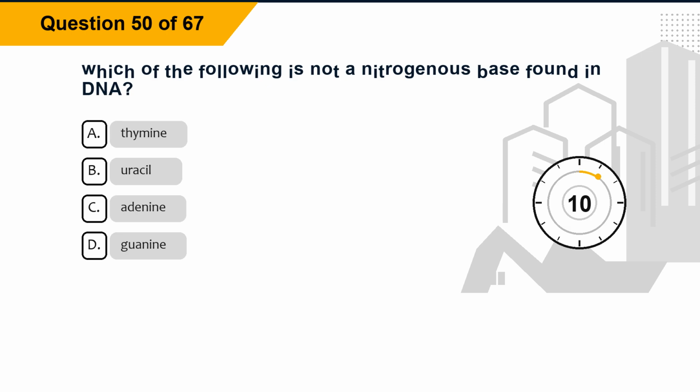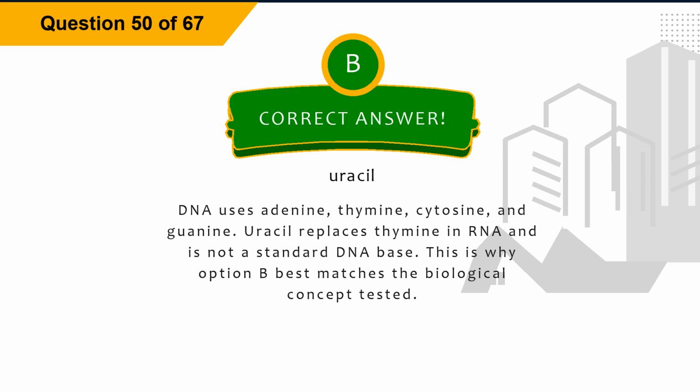Question 50. Which of the following is not a nitrogenous base found in DNA? Option A, thymine. Option B, uracil. Option C, adenine. Option D, guanine. The correct answer is option B, uracil. Explanation. DNA uses adenine, thymine, cytosine, and guanine. Uracil replaces thymine in RNA and is not a standard DNA base. This is why option B best matches the biological concept tested.